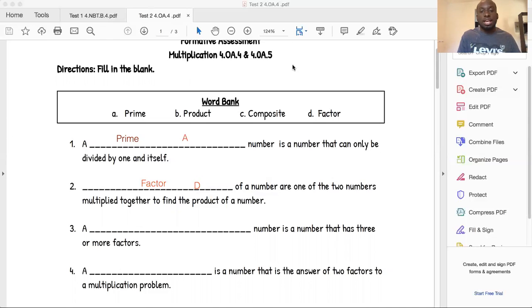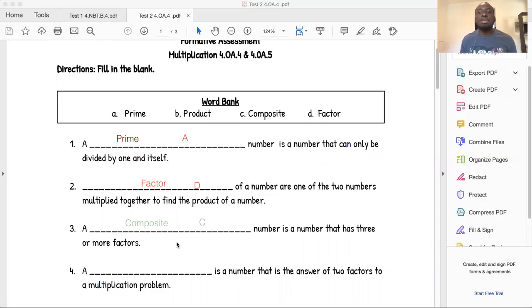Number 3 says, a blank number is a number that has 3 or more factors. That is composite. Composite numbers are numbers that have more than 2 factors. For example, 9.